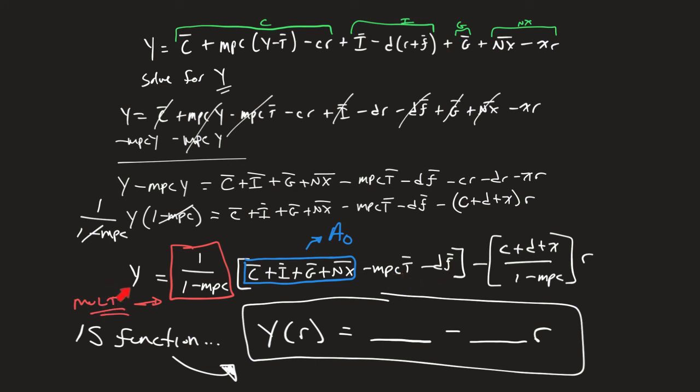So the IS function tells us a lot. Throughout this week, we're going to analyze each part of this and ask, what happens if government purchases go up, or what happens if taxes go up? Then we can see how the IS curve is going to react to any of those changes.